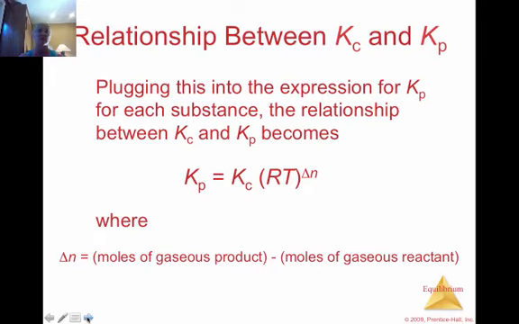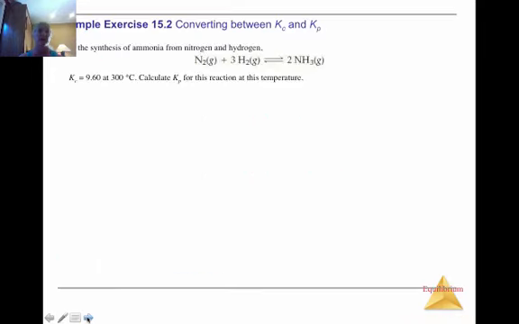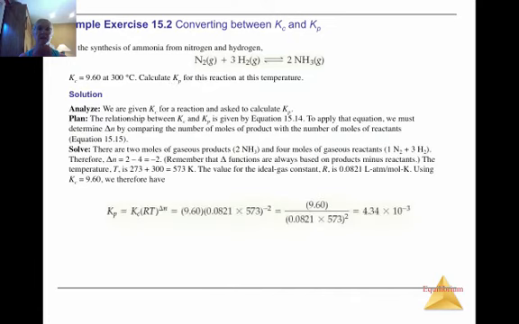So let's go ahead and take a look at a sample problem. Here is a famous process called the Haber process. They're all gases, so I could write a Kp expression. Or they could give me the Kc, give me a temperature, and ask you to calculate the Kp. So let's take a look at how easy that is. So we have the expression down here.